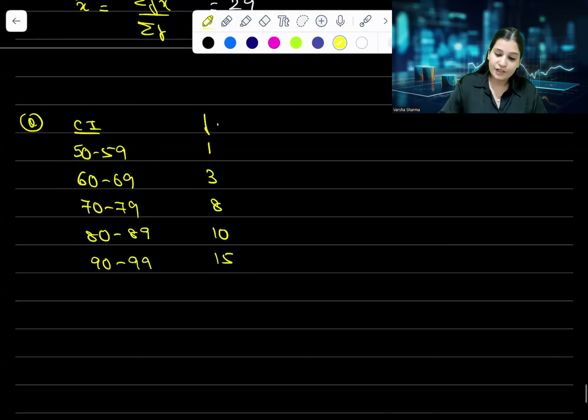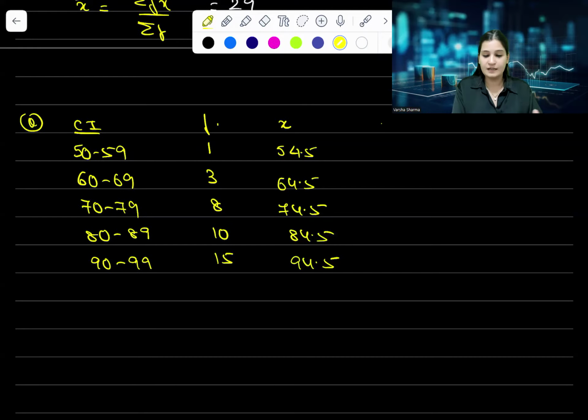Find out the mean. In order to find the mean, we will be needing x. X is the mid value. How do we calculate the mid value? 50 plus 59 by 2. So 54.5, 64.5, 74.5, 84.5, 94.5. Sum of the frequencies is 37.